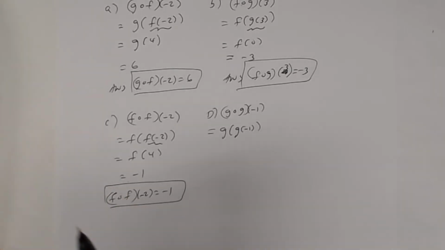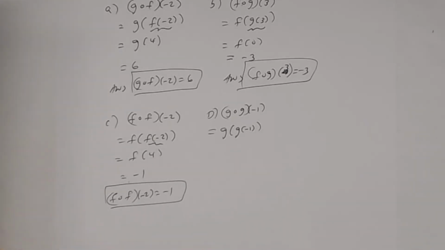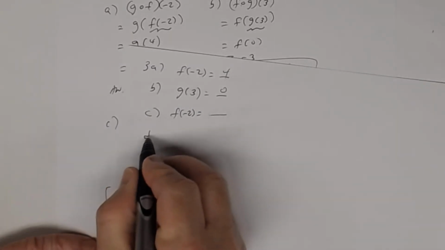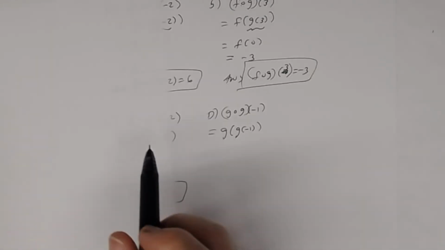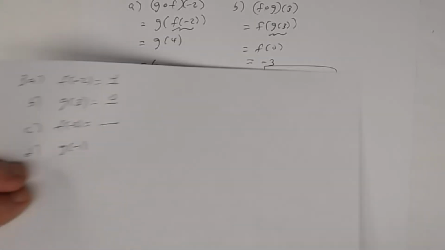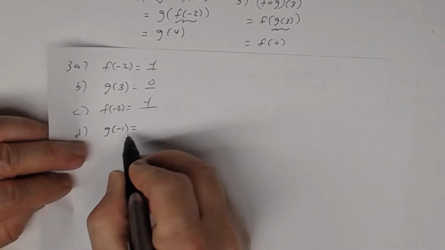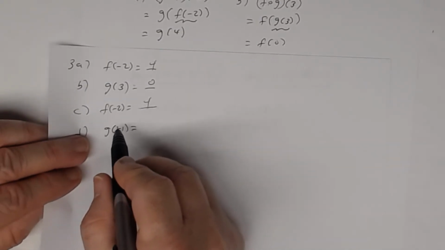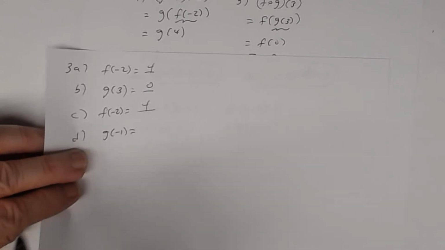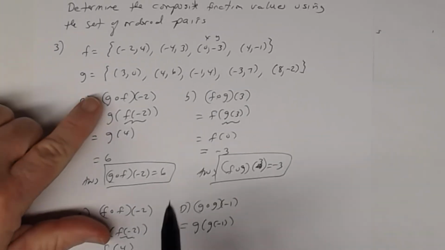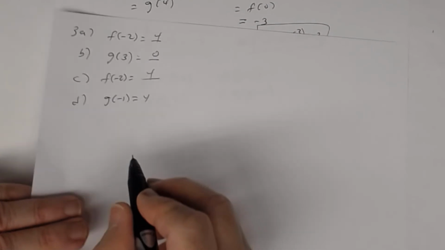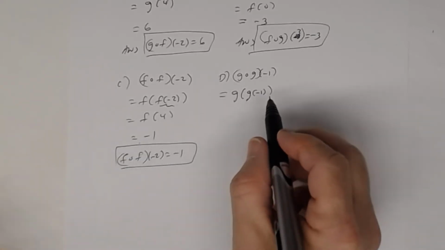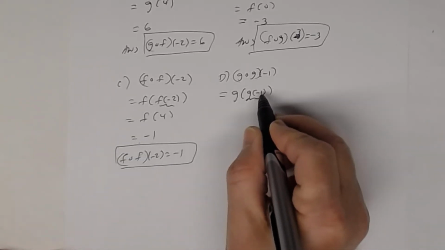That's 3D. So 3D, you want to find g of negative 1. We forgot to put this one. So f of negative 2 was 4, right? So that's 4. All right, so g of negative 1 says I go to my function g, and what's my y value when x is negative 1? When x is negative 1, my y value is 4. So g of negative 1 is 4.